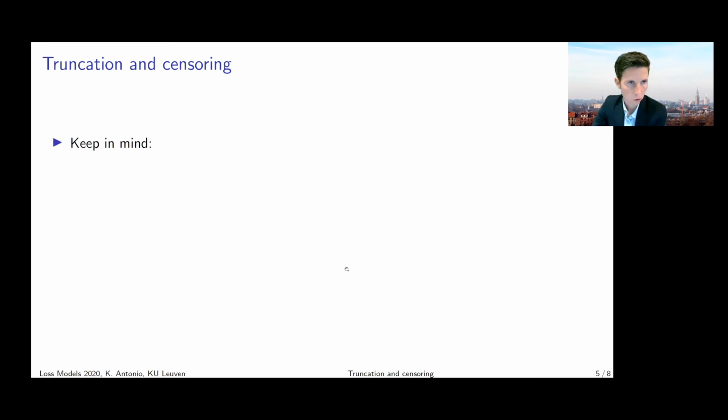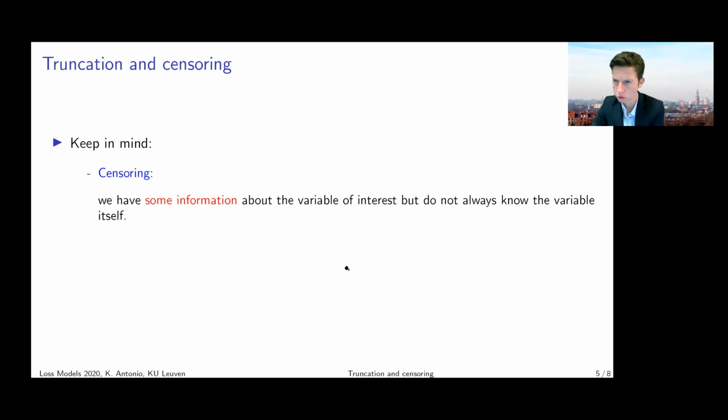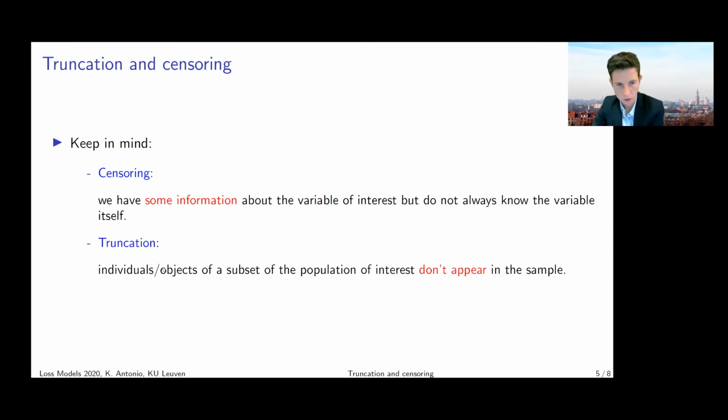Yeah. So here, I want to bring you to the essentials. So what you should know about censoring and truncation. So with censoring, we have some information about the variable of interest, but we don't know the variable itself. And with truncation, we have some individuals or some objects of a subset of the population which don't appear in the sample.